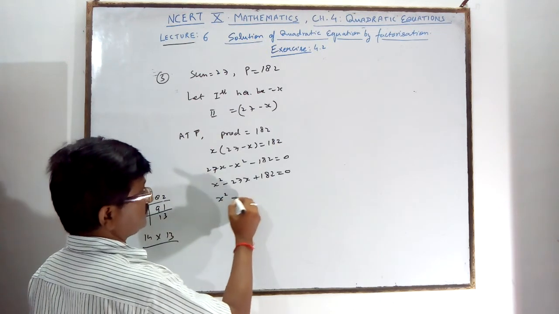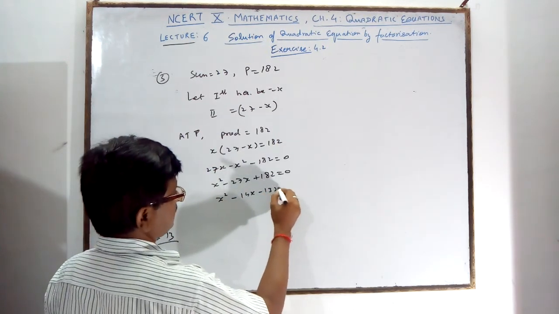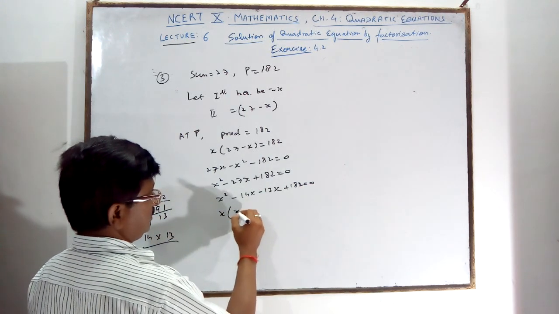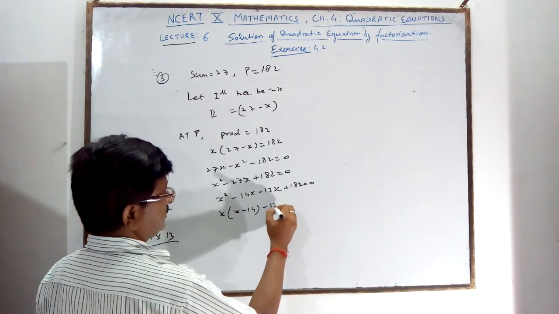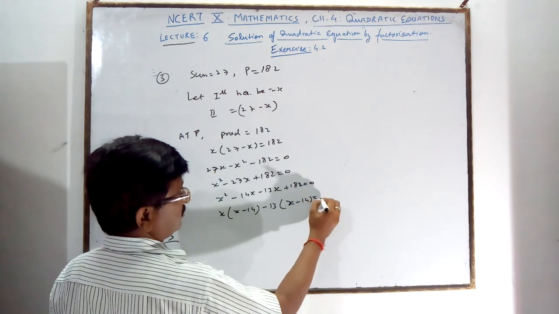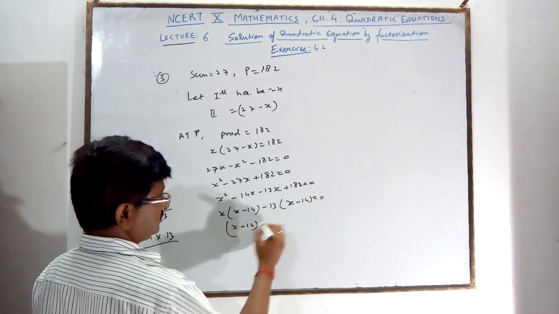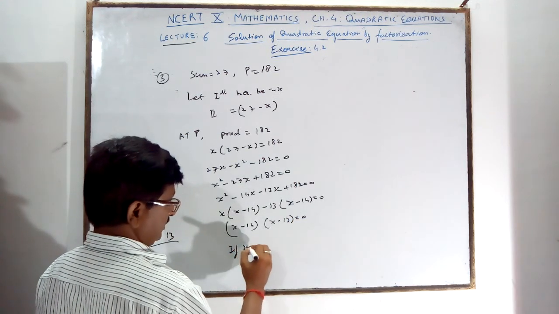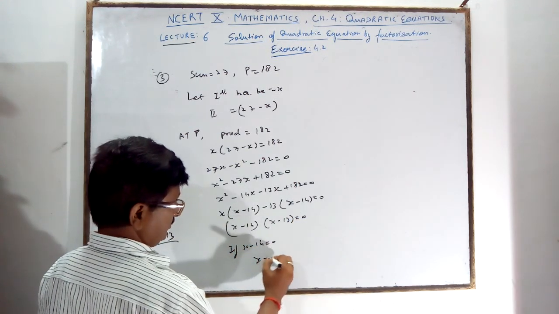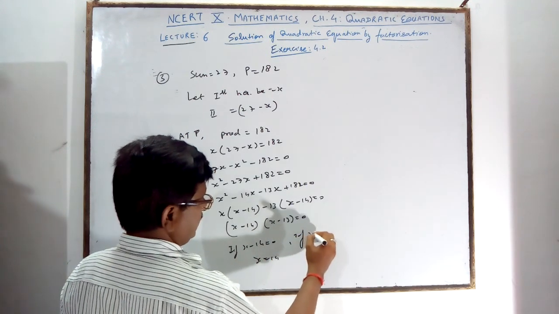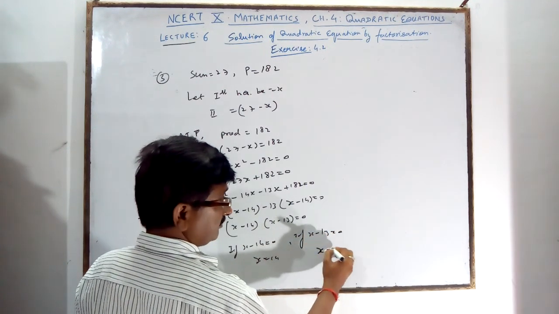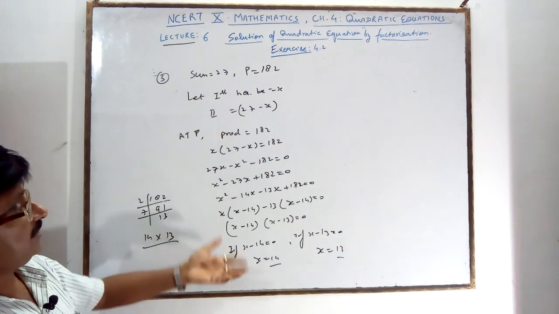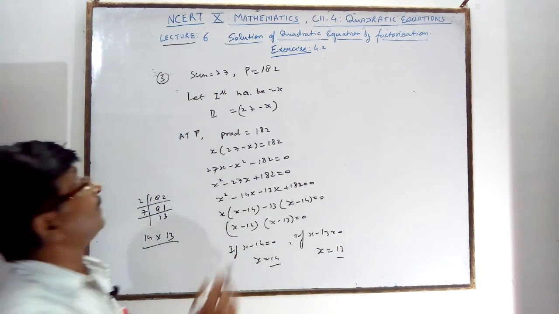So what will you write? x square minus 14x minus 13x plus 182. So x common, x minus 14, minus 13 common, x minus 14. So you are getting x minus 14 and x minus 13. If x minus 14 is 0, then x will be 14. If x minus 13 is 0, then x will be 13. So 14 and 13. If the first is 13, the second is 14, and if the first is 14, then the second will be 13.